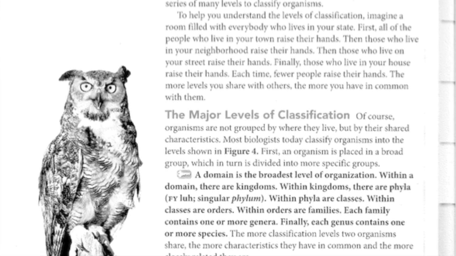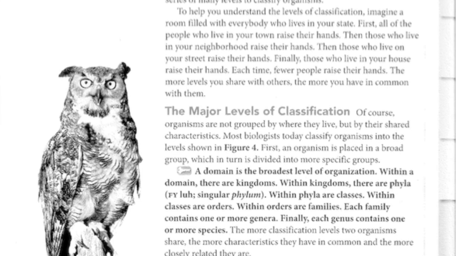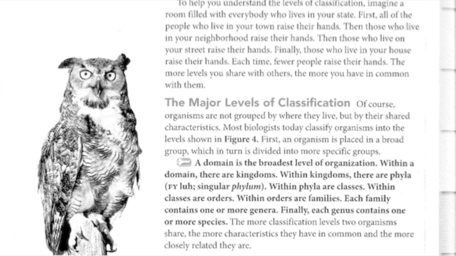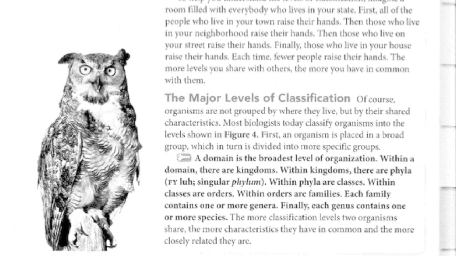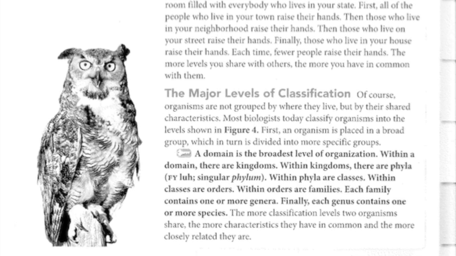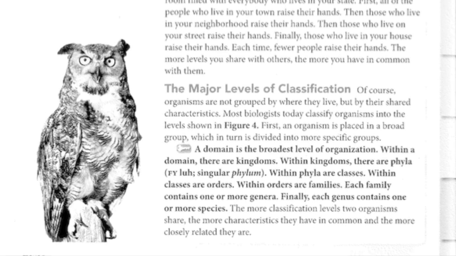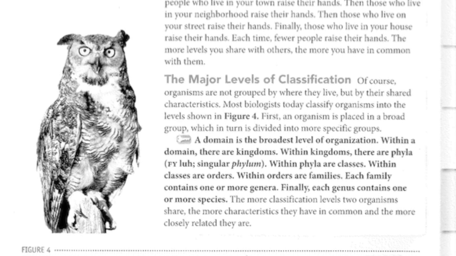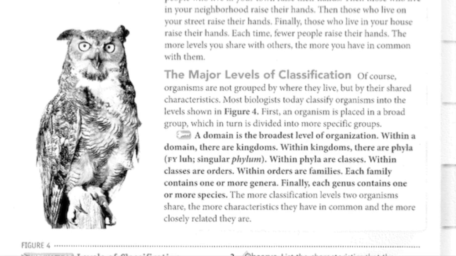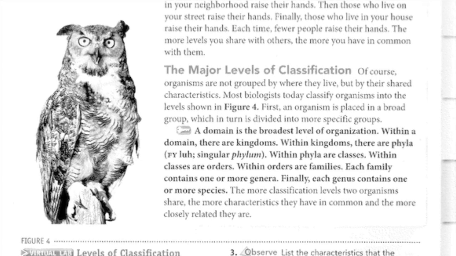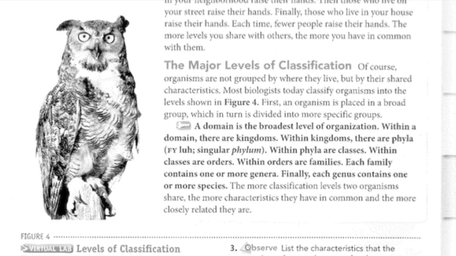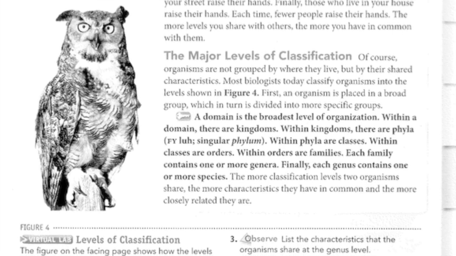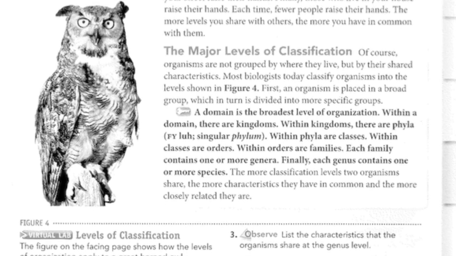To help you understand the levels of classification, imagine a room filled with everybody who lives in your state. First, all of the people who live in your town raise their hand. Then those who live in your neighborhood raise their hand. Then those who live on your street raise their hands. Finally, those who live in your house raise their hands. Each time, fewer people raise their hands. The more levels you share with others, the more you have in common with them.